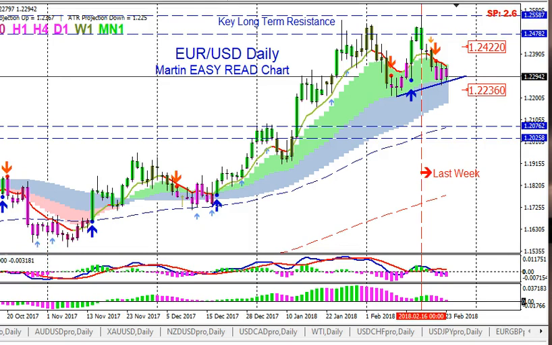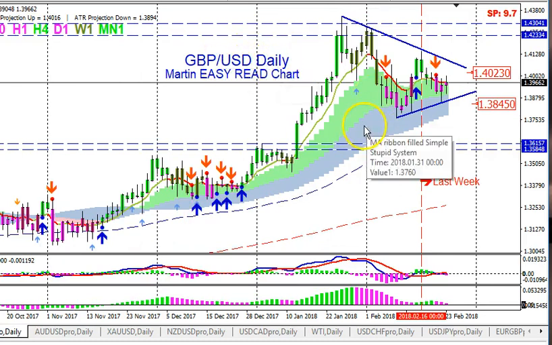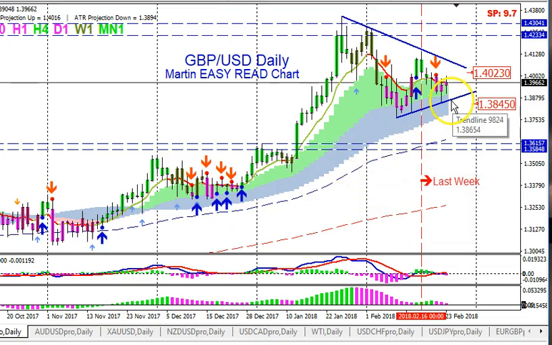Okay, now let's get going to the next chart. This is the British Pound USD daily, and really the theme for this week is waiting for further evidence. You can see with all the majors, we're basically in a price consolidation pattern. Primarily, you can see an upper trend line, a lower trend line.